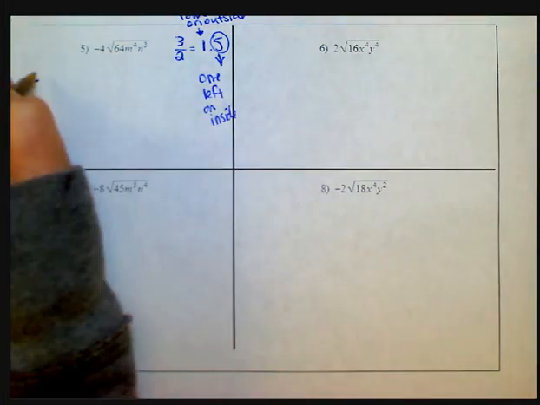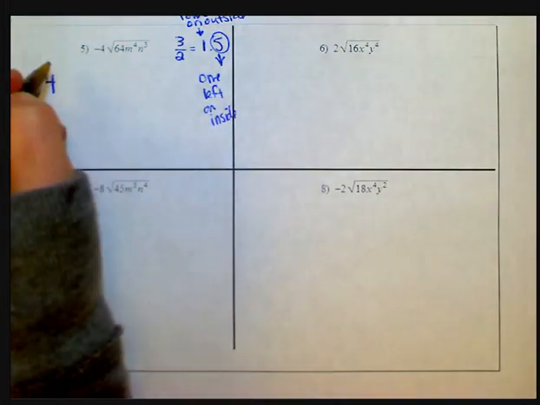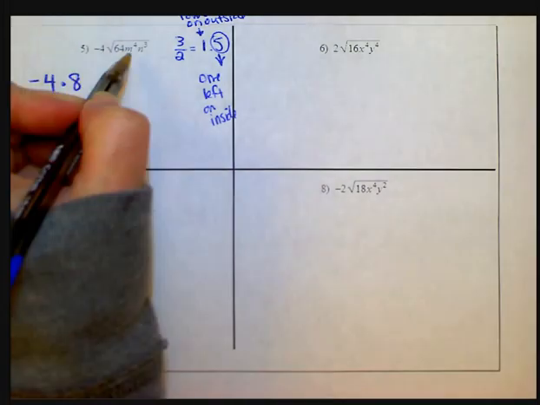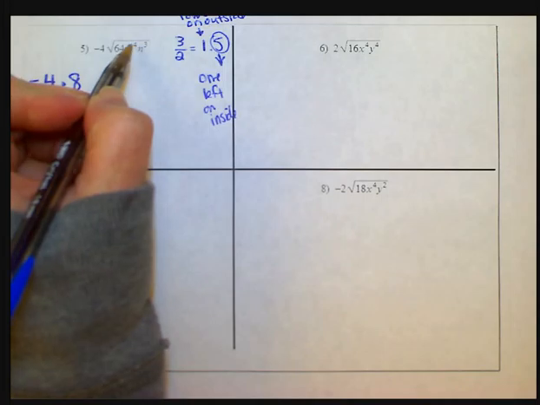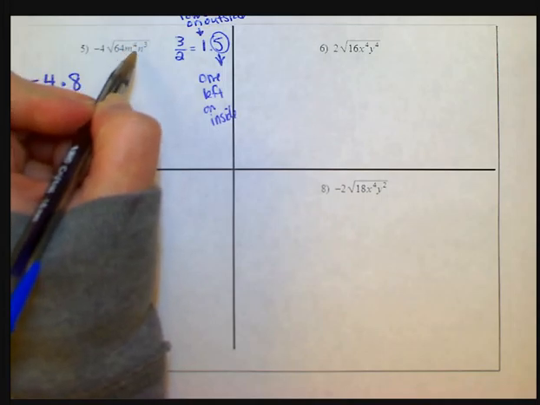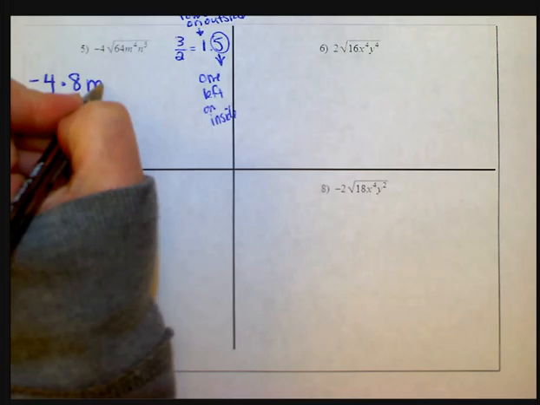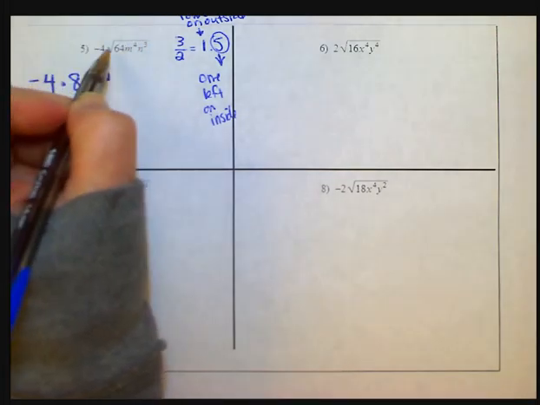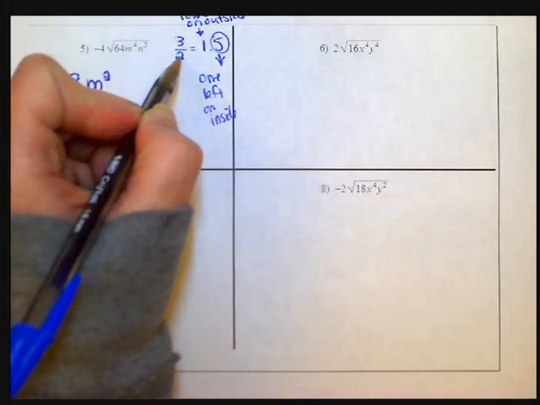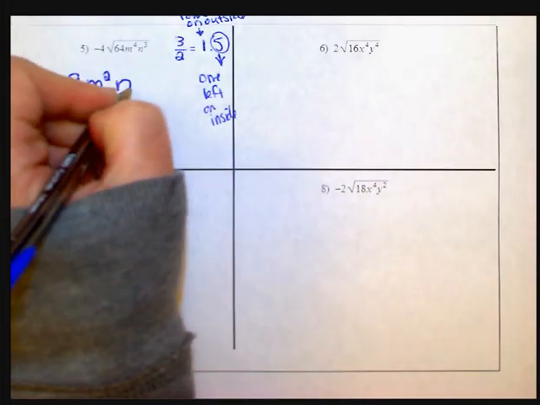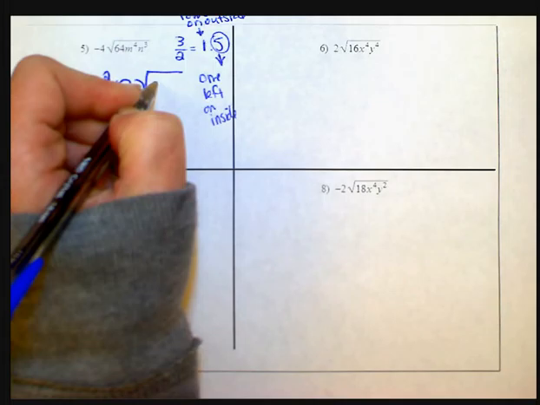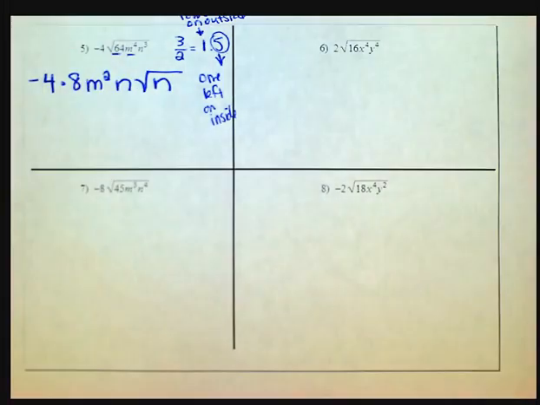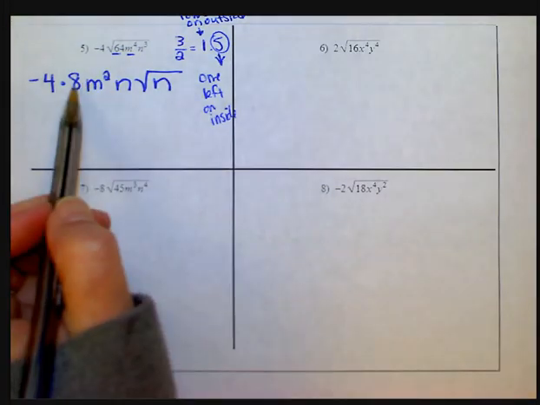So my -4 from the coefficient at the beginning. The square root of 64 is 8, so 8 comes out. The square root of m to the fourth, which will be 4 divided by 2, will give me m squared. And the square root of n to the third, I'll take 3 divided by 2, so I'll have 1n on the outside, and I'll be left with only 1n on the inside, because 64 and m to the fourth are perfect square variables. They come out 8m squared.